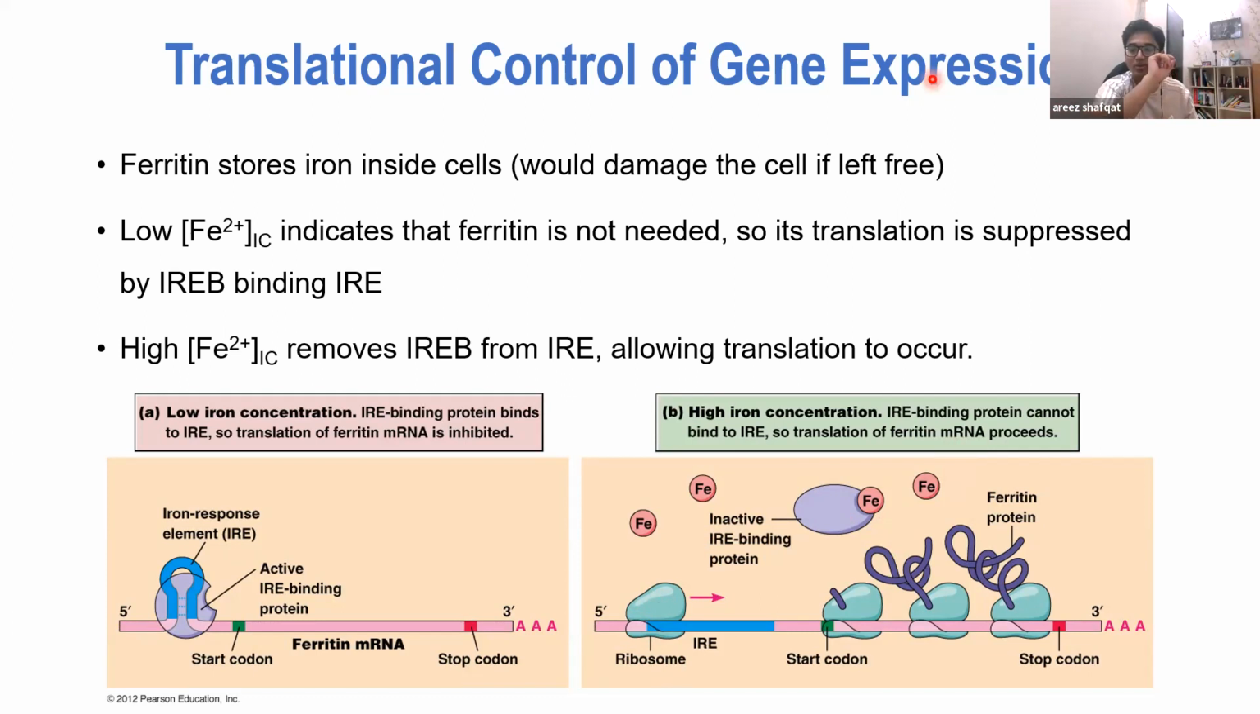What do we normally find in the 5' untranslated part? You find the ribosome binding site. Okay? That's what's important. It's not translated into a protein. It's important for the ribosome to recognize the mRNA. And so, because this IREB is binding here, the ribosome can't bind. You have a question?